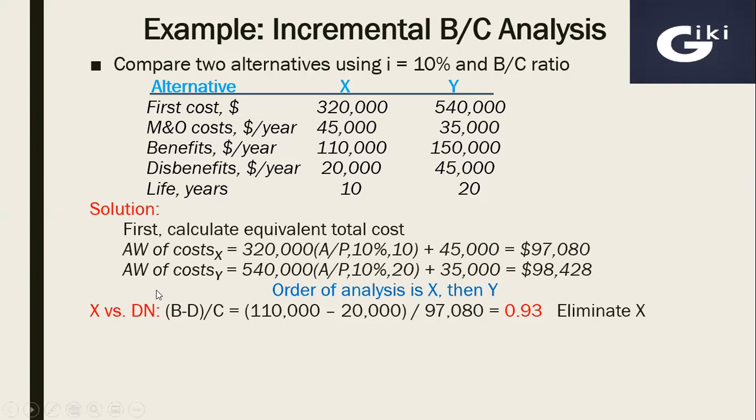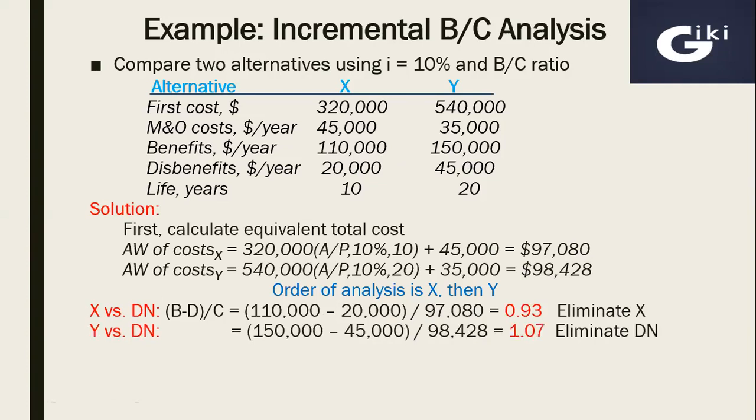In that case, do nothing is better than option X. So option X economically is not justified. We'll eliminate it and compare Y with do nothing. So in case of Y, we need to calculate B over C ratio. That would be equal to 150 minus 45 divided by 98,428, which is greater than 1.01. In that case, Y is justified economically. We'll eliminate do nothing and select Y.